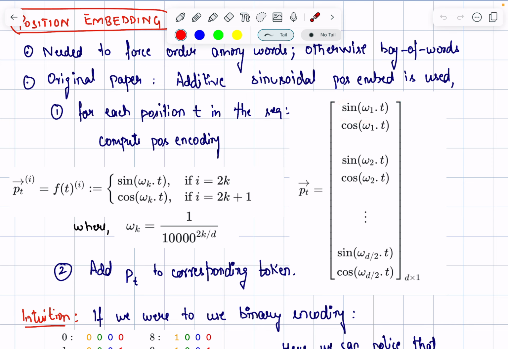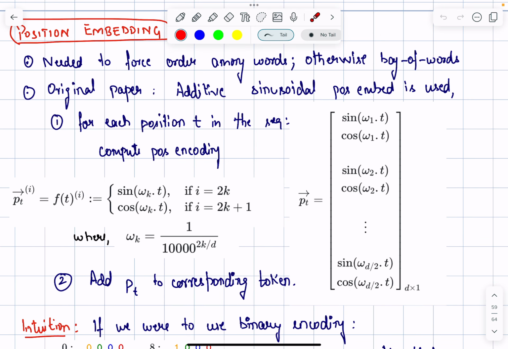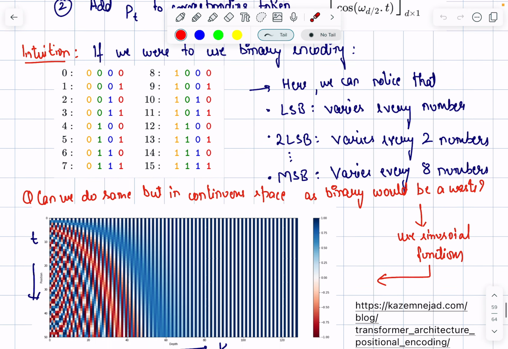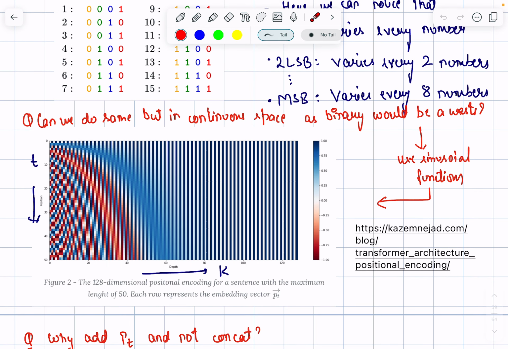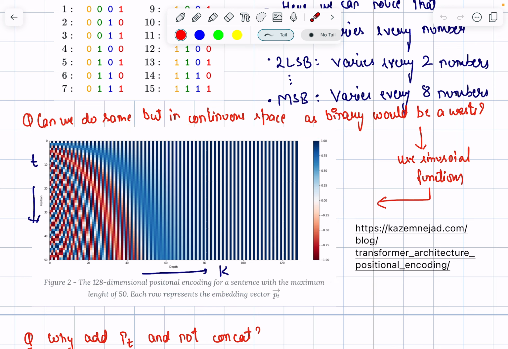You will have a close approximation to, let's say, 1 and 0, and what would that be? That can be a continuous function like sine or cos function, right? So that's what they are doing here essentially: the first bit is changing for the t-th position in a particular fashion, and the second bit is again changing in a particular fashion, and so on and so forth. So let's visualize this in a particular graph that is shown here from the paper.